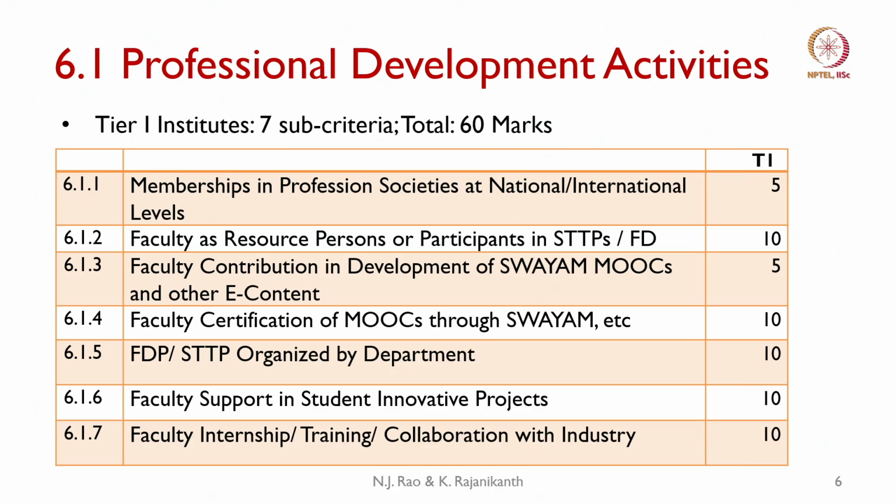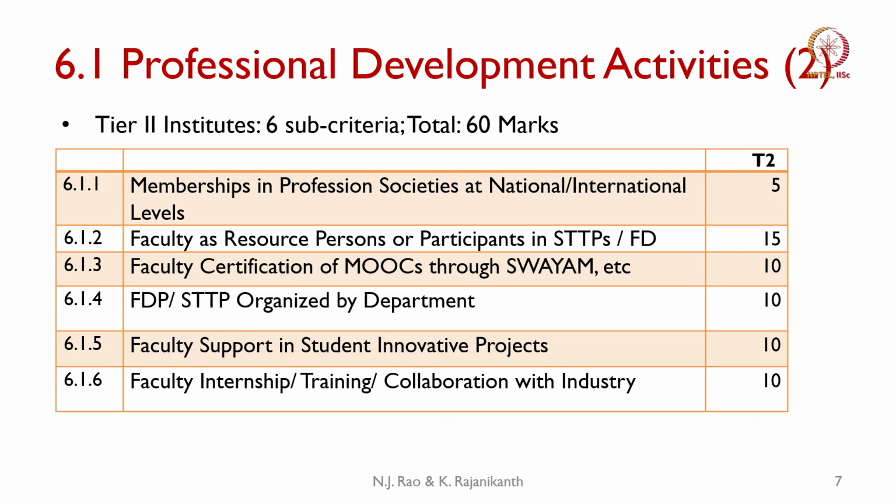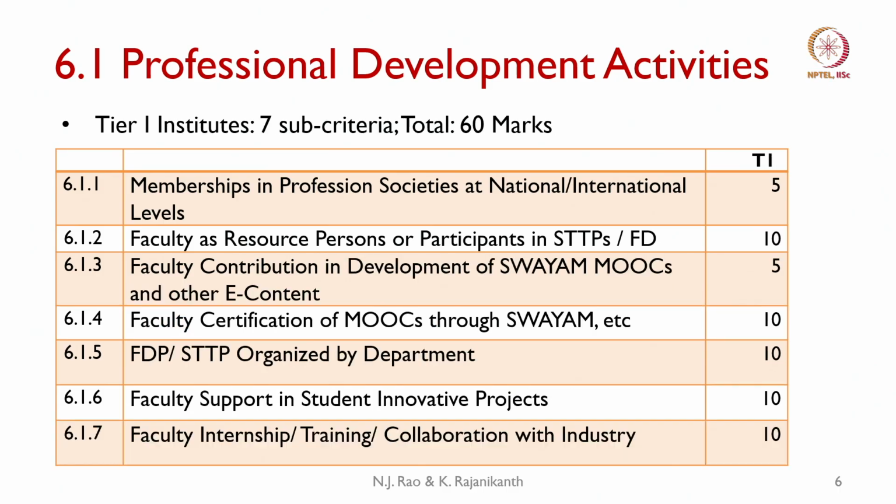6.1 professional development activities. Tier 1 institutes have 7 sub-criteria with a total of 60 marks. Tier 2 institutes also have a total of 60 marks, but the sub-criteria are different. Tier 2 institutes have only 6 sub-criteria, but the total is still 60. So, what are the sub-criteria for Tier 1?